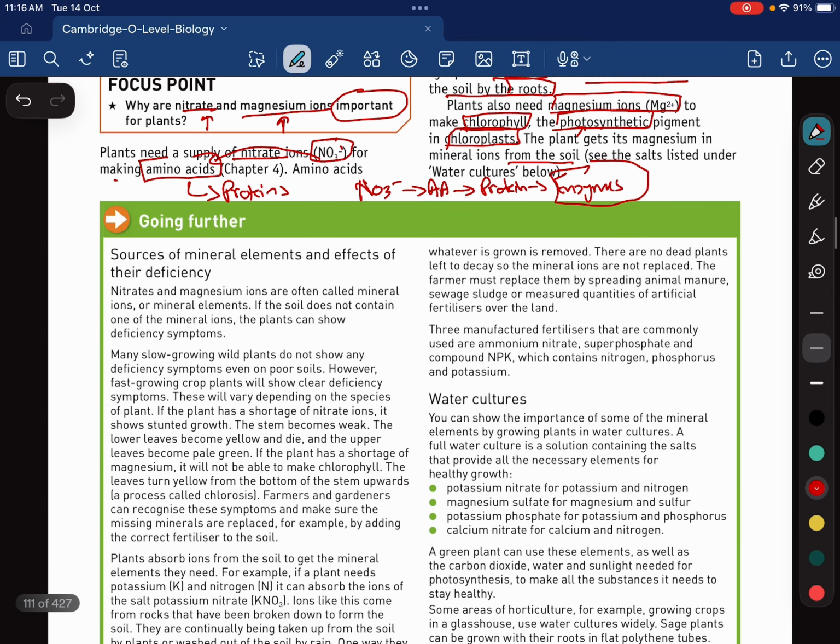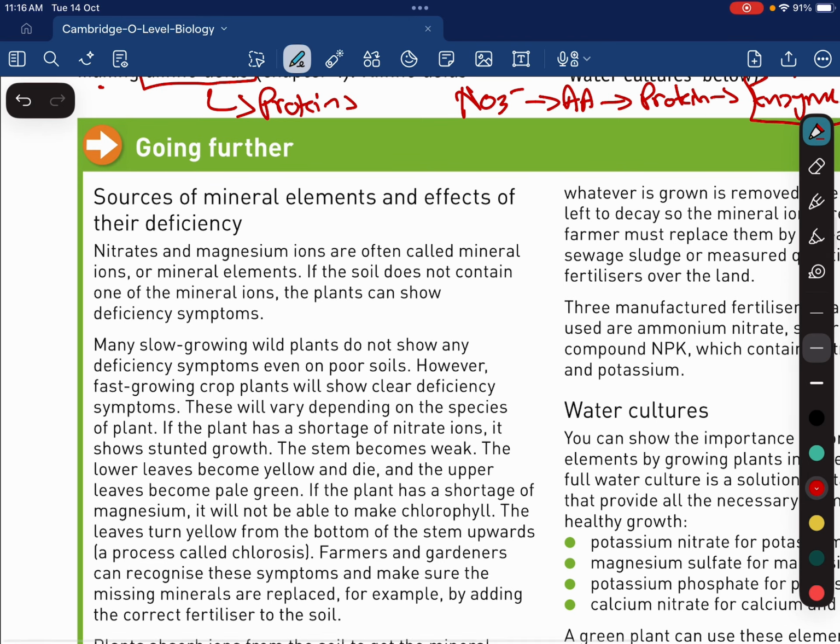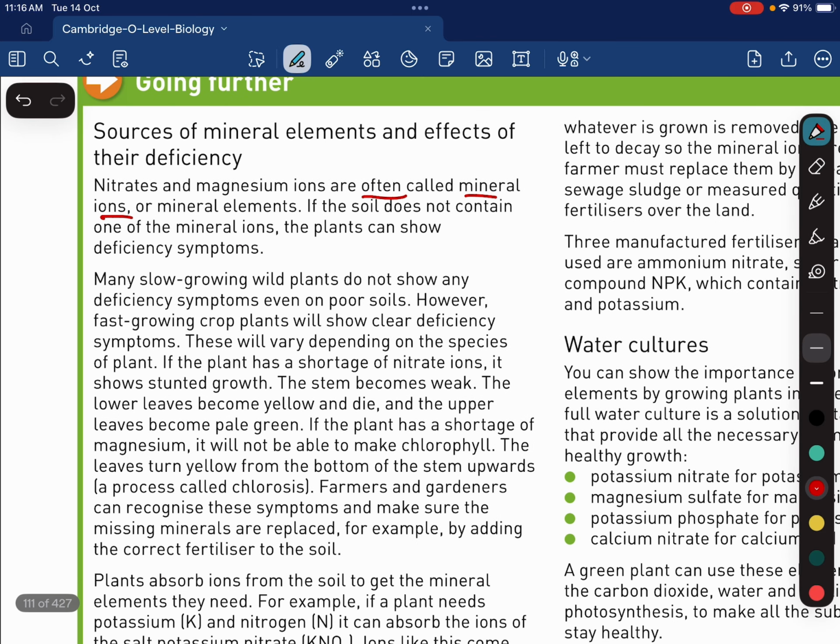Let's get into that. अब इन्होंने बहुत सारी चीज़ें लिखी हुई हैं, लेकिन I just want you to focus on the main things. So nitrate and magnesium ions are often called mineral ions, because these are the top two ions that the plant needs, right? Or mineral elements. If the soil does not contain one of the mineral ions, the plant can show deficiency symptoms. So it can show some sort of signs, and it could show some sort of symptoms, in the sense you could look at the plant and you could tell okay, it might be deficient in the magnesium ion or in the nitrate ion. So what are these symptoms?